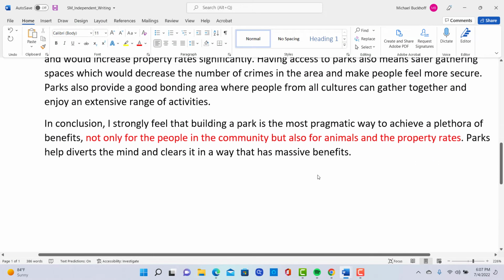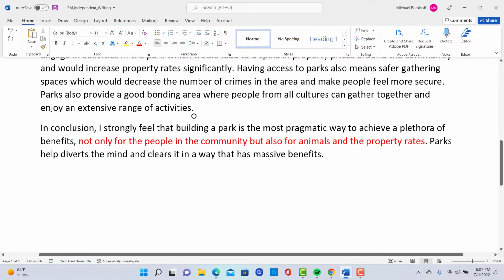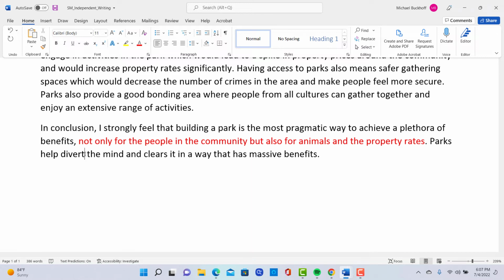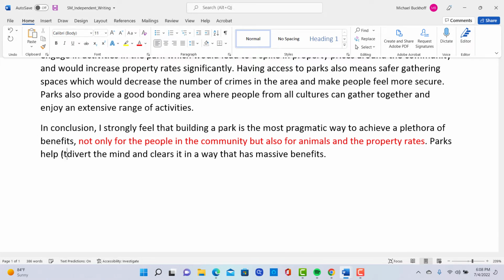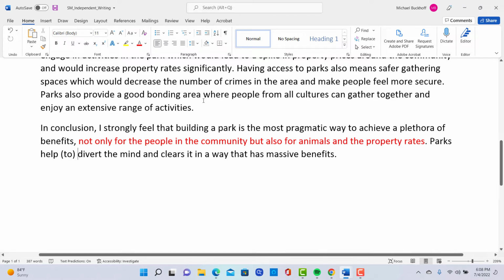Okay, let's keep going. "In conclusion, I strongly feel that building a park is the most pragmatic way to achieve a plethora of benefits, not only for the people in the community, but also for animals and the property rights. Parks help divert..." Divert is actually not part of the verb there. It's what's called a bare infinitive. It helps to divert. Even though you don't see it, you can think of the word "to" in there. So it helps divert the minds and clears it in a way that has massive benefits. So you kind of restate your purpose, right?